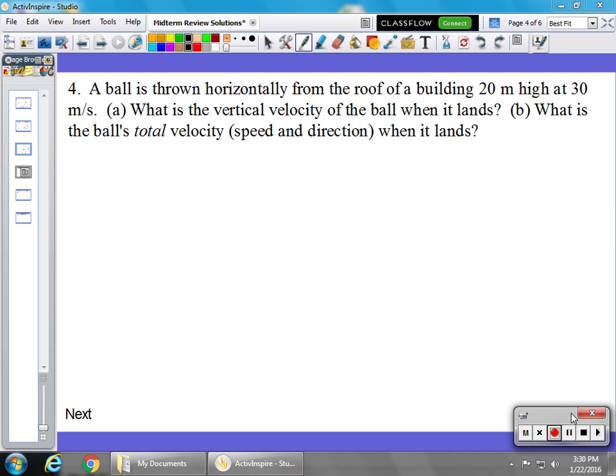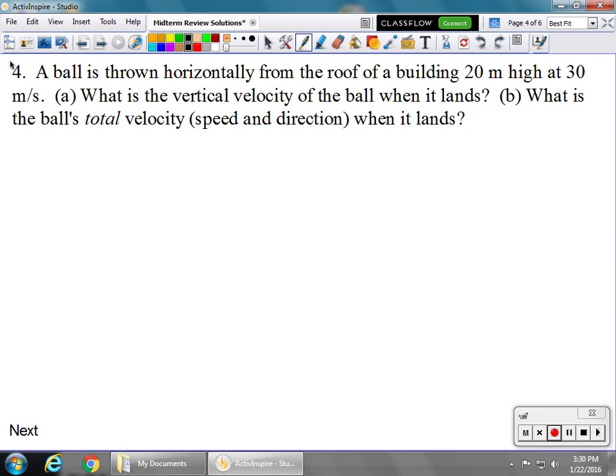I'm back with our fourth problem on the midterm review. This one is going to be a projectile problem. A ball is thrown horizontally from a roof of a building 20 meters high at 30 meters per second. We want to know the vertical velocity of the ball when it lands and the ball's total velocity, speed, and direction when it lands. So let me just do a quick little sketch over here. We're talking about launching a ball from a height, launching it horizontally to the ground.